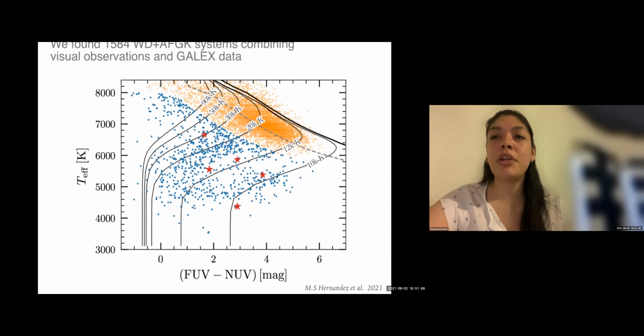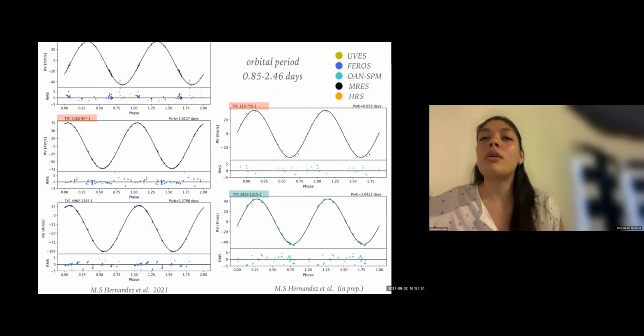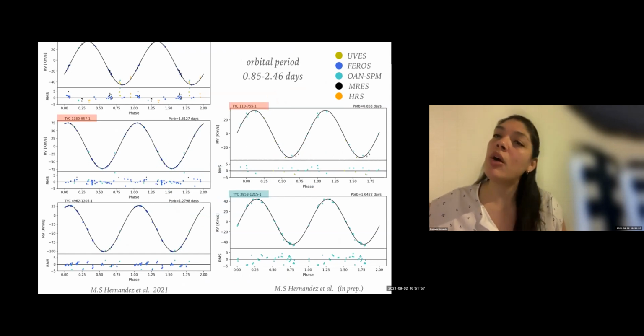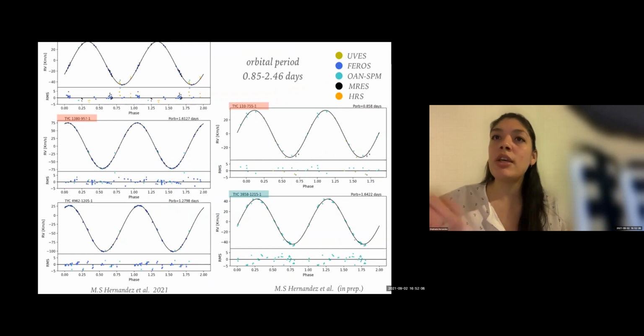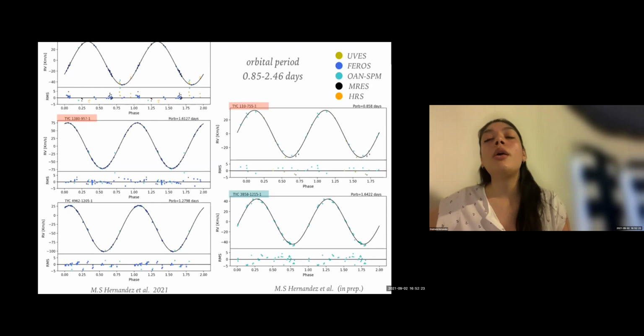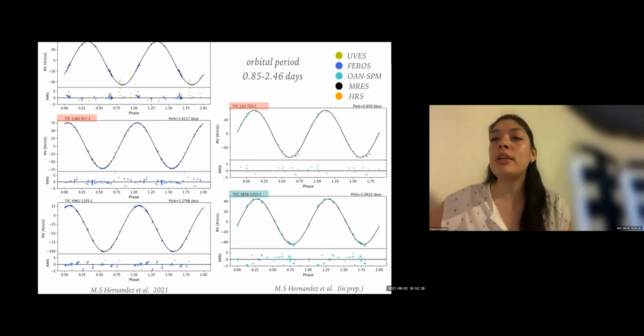These binaries are shown here. They were selected mainly because all of them have a G-type secondary star. Only one, the blue one, has a K secondary star. The orbital periods of these systems are all between 20 hours and 2.6 days. After obtaining the orbital period and the stellar parameters of the secondary star, I estimated the white dwarf parameters.